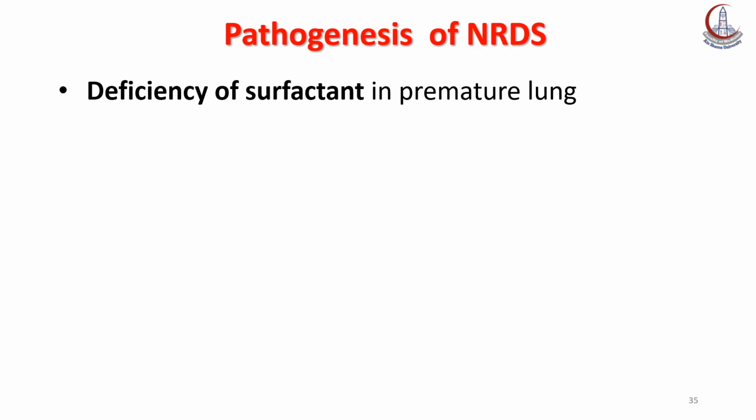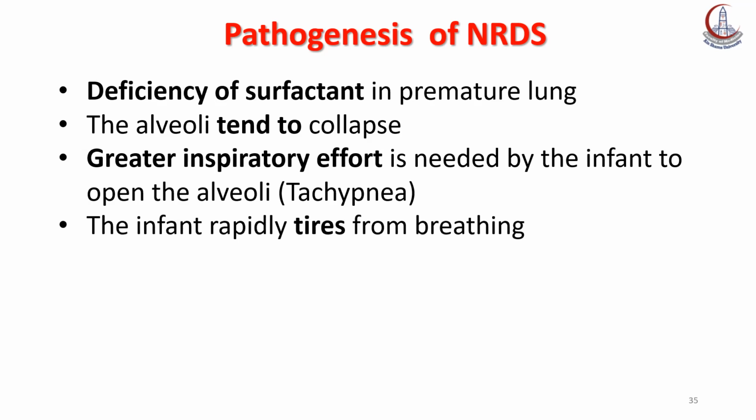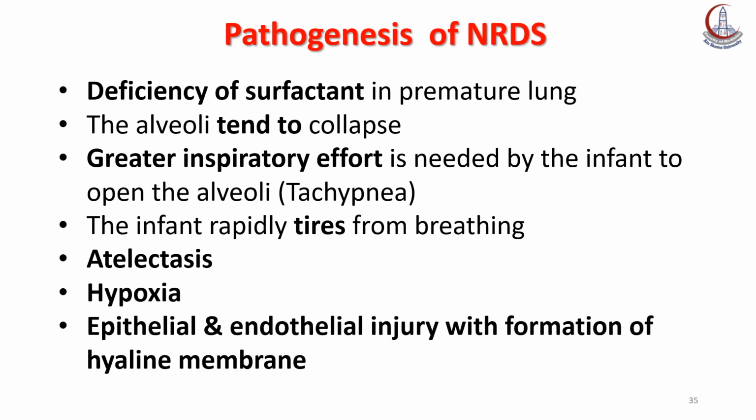The function of surfactant normally is to expand the alveoli of the lung. Due to deficiency of surfactant, as in a premature lung, the alveoli tend to collapse. Greater inspiratory effort is needed by the infant to open the alveoli. Then the infant rapidly tires from breathing. Atelectasis occurs, then hypoxia, and epithelial and endothelial injury with formation of hyaline membrane.